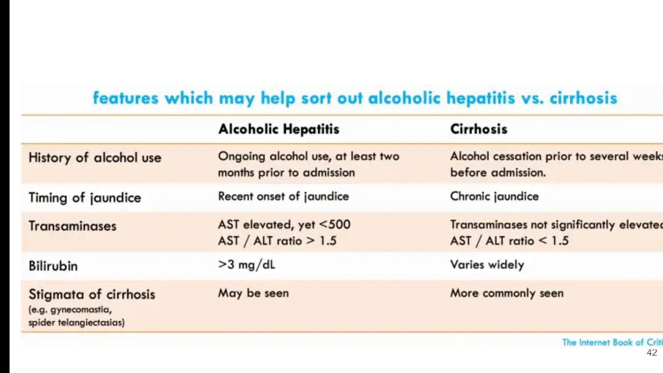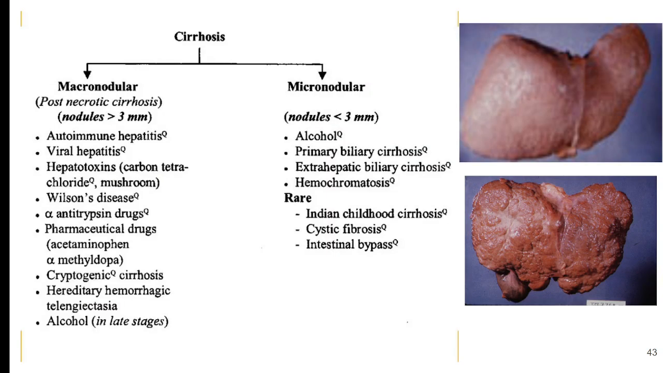Then bilirubin levels in cirrhosis can vary. Many patients with cirrhosis may not have jaundice. Bilirubin level may be normal until very late stages. And the stigmata of cirrhosis, I will come to that at the end of this discussion. We will cover things like ascites and the vascular changes over the surface, which are seen with ascites as such.